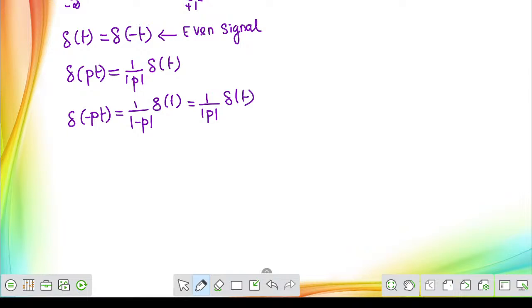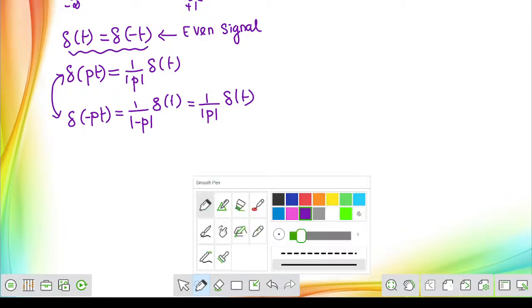Correct, sir? Because you know del of t is an impulse signal. Del of pt and del of minus pt should give the same answer. As we are observing, I have already defined it here. This will not change, so you should remember this property. That is another most important property.